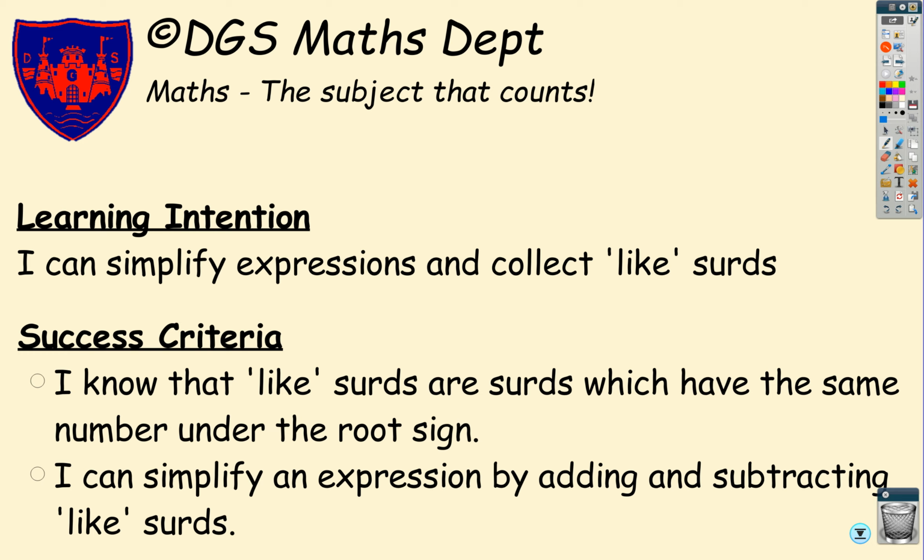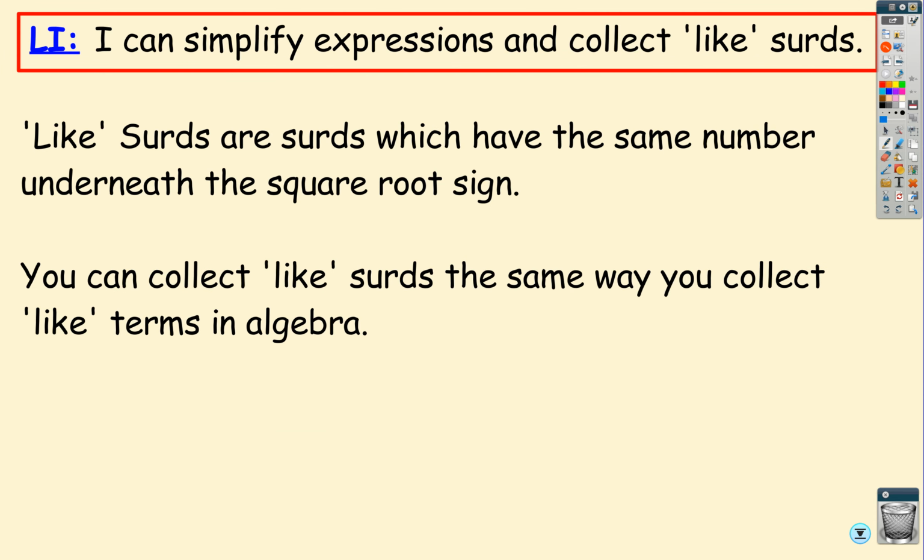So, success criteria, things to take away. What you need to be able to do is know that the like surds are surds which have the same number in the root sign, and know that you can simplify an expression just by adding and subtracting the like surds. Okay, so quite straightforward this one. So let's have a wee look.